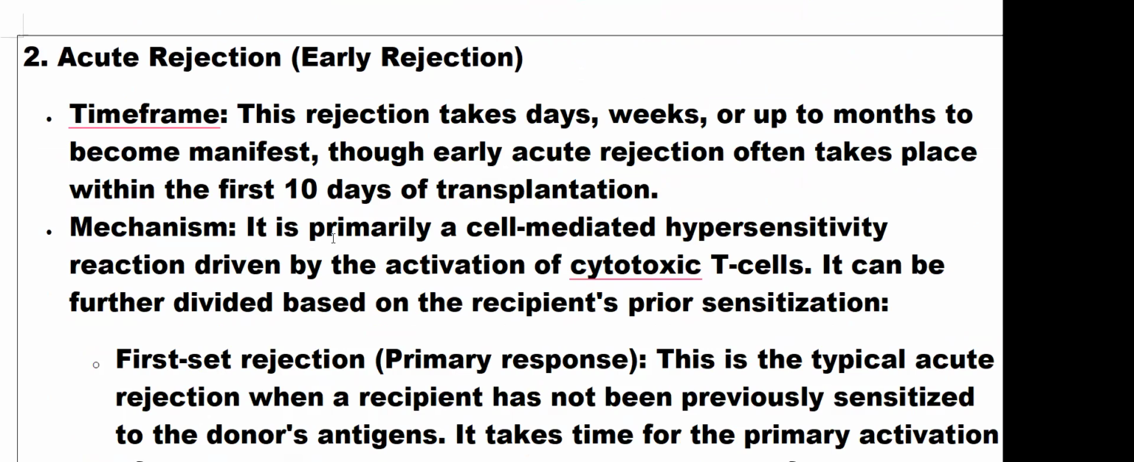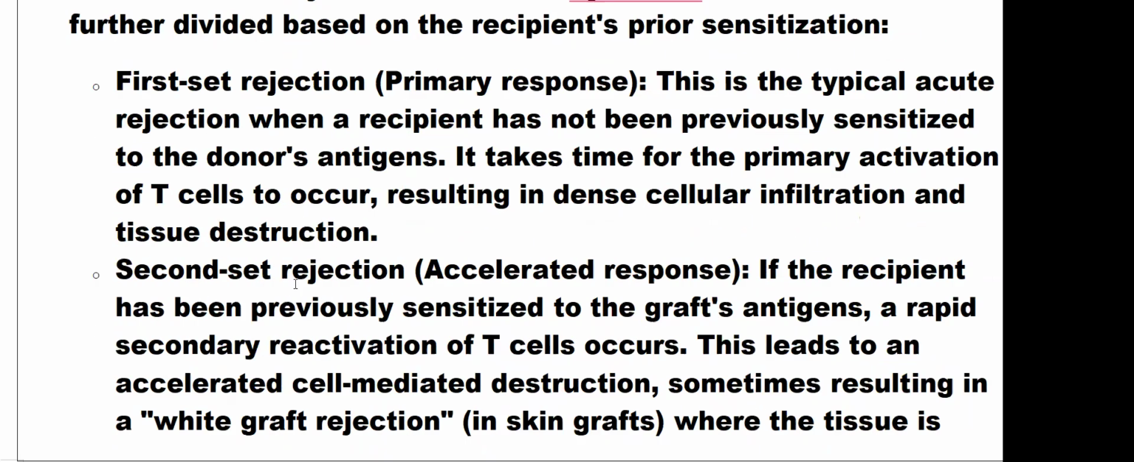Mechanism: it is primarily a cell-mediated hypersensitivity reaction driven by the activation of cytotoxic T cells. It can be further divided based on the recipient's prior sensitization. First set rejection, primary response. This is the typical acute rejection when a recipient has not been previously sensitized to the donor's antigen. It takes time for the primary activation of T cells to occur, resulting in dense cellular infiltration and tissue destruction.